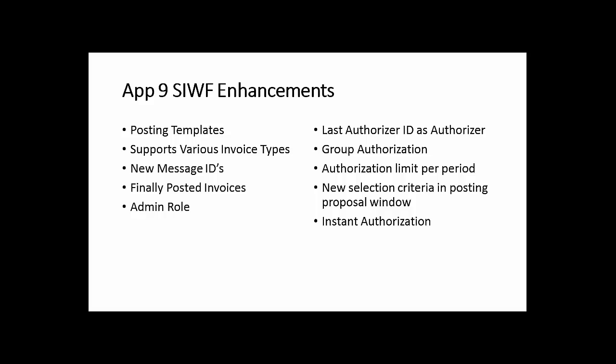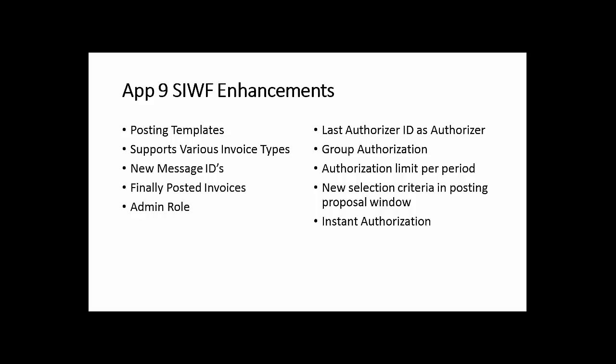And then also the change in authorization limits, so that maybe for a period of time, an authorizer should inherit a higher level because people do take vacation and people are out of the office, and you need to just manage the dollar amount for a certain period of time. And the next is the selection criteria in the posting proposal. It works hand in hand with the new message ID, so that we can look at the new criteria when you populate your posting proposals. And the instant authorization works with the admin role. That was what I spoke of, so that you can right mouse button and go to the instant authorization.